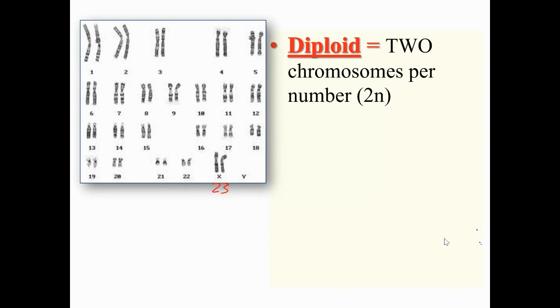So diploid, like we said, you can see the numbers in here. So we have 23 pairs. So that N would be that 23. And diploid means you've got 2 per number. So you've got 2 of each of those chromosomes.